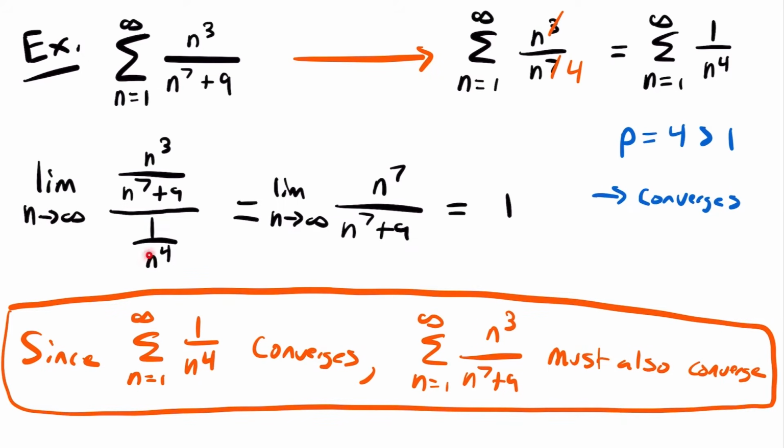All right, so because this limit was equal to 1 and our comparison series converged, we were able to conclude that our original series also converges. And so that's the process behind the limit comparison test. You find a series to compare to your original, determine the convergence of that comparison series, and then take the limit of the original divided by the comparison and evaluate to see if that limit is a finite value, and if it is, you can determine that the original series will have the same convergence as the comparison series. All right, let's look at another example.